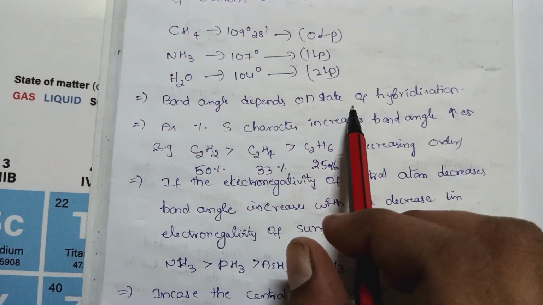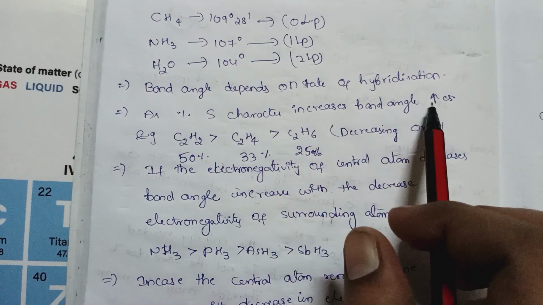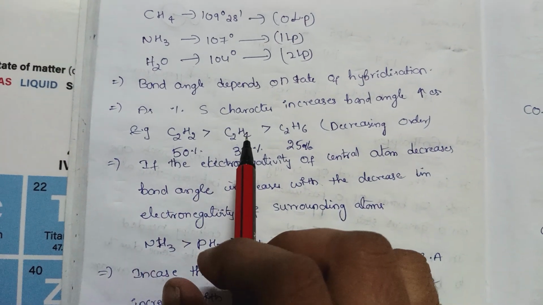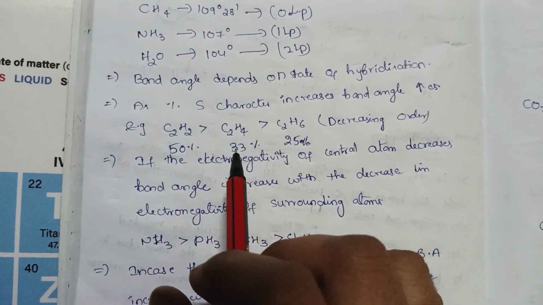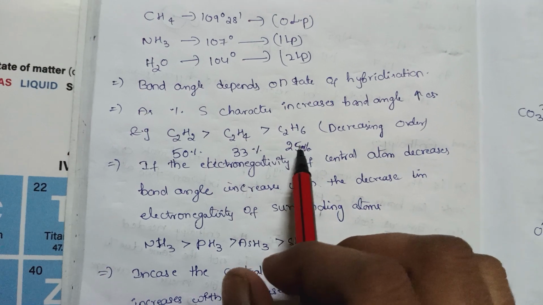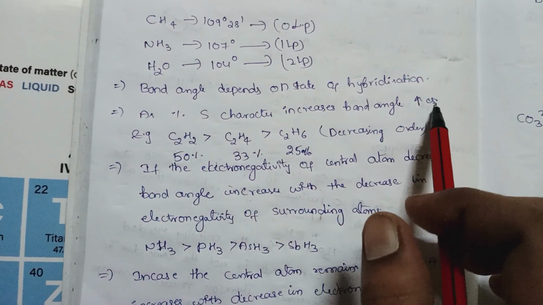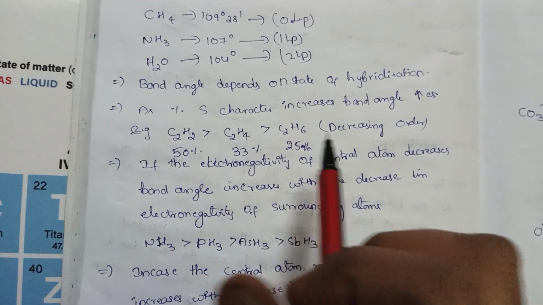Bond angle depends on the state of hybridization. As the percent of s character increases, bond angle increases. Here we have C2H2, C2H4, C2H6, with 50% s character, 33%, and 25% s character. If s character increases, bond angle increases. Here s character is more, so bond angle is more.